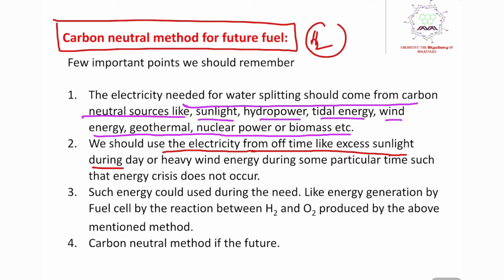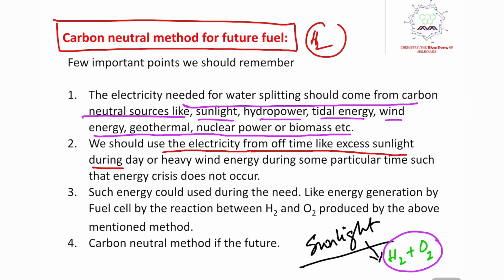Now let me discuss a little bit. Renewable sources: if you see sunlight, sunlight is available in huge amounts in the day, but at night it is not available. So what we can do is produce a huge amount of electricity in the daytime, and that electricity should be utilized for the preparation of both hydrogen and oxygen, and we can store this. In the night time, using a fuel cell, we can produce electricity back from this. You can consider it an energy storage, sunlight's energy storage through a chemical transformation.